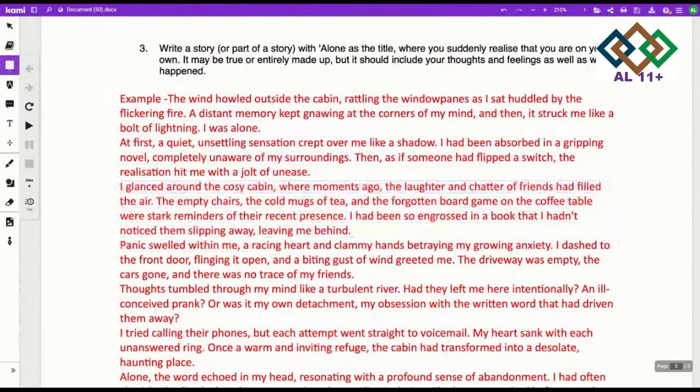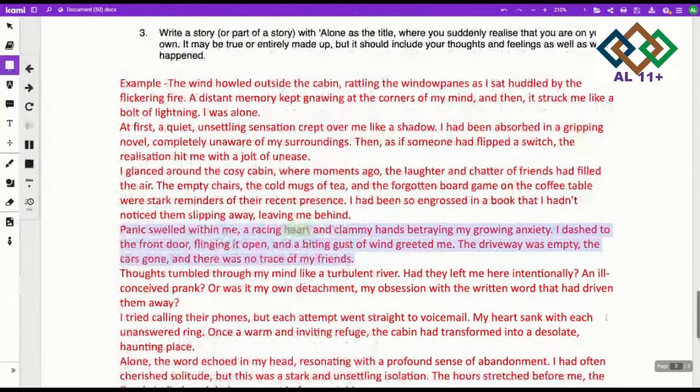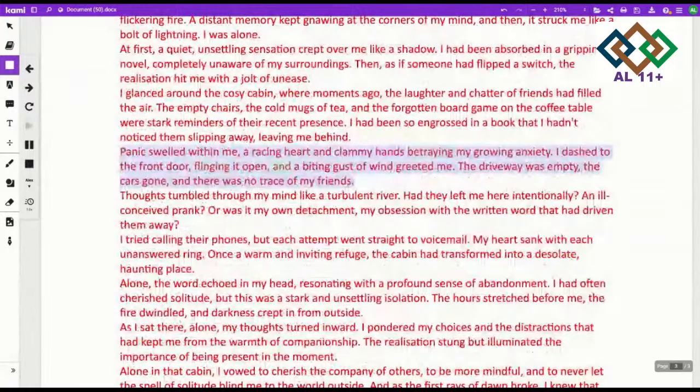I glanced around the cozy cabin, where moments ago, the laughter and chatter of friends had filled the air. The empty chairs, the cold mugs of tea, and the forgotten board game on the coffee table were stark reminders of their recent presence. I had been so engrossed in the book that I hadn't noticed them slipping away, leaving me behind. Panic swelled within me, a racing heart and clammy hands betraying my growing anxiety. I dashed to the front door, flinging it open, and a biting gust of wind greeted me. The driveway was empty, the cars gone, and there was no trace of my friends.